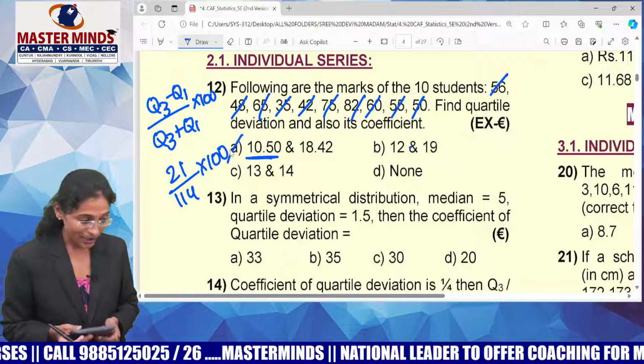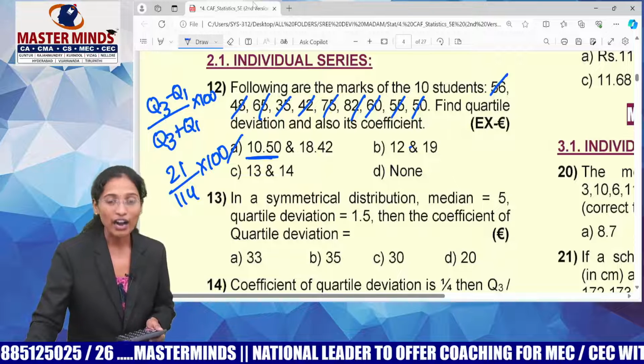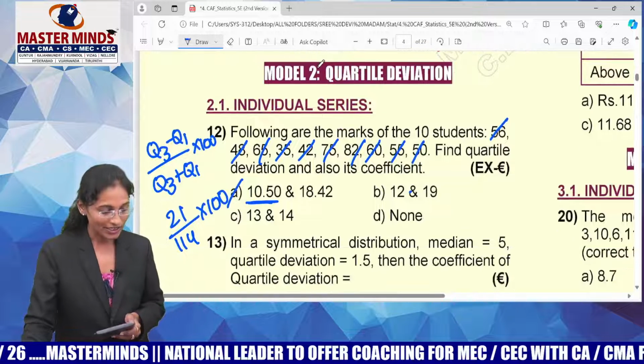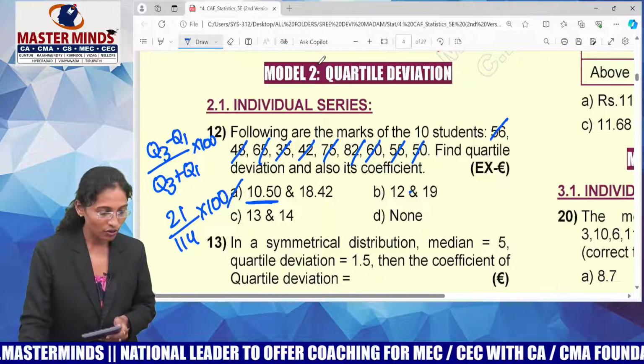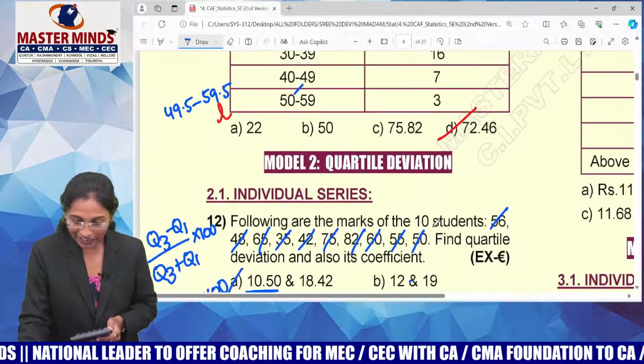So guys, you must understand one thing. It's not that easy to calculate, but you have to do it in a systematic way. Then only the question will become an easier one. Now let's talk about the next MCQ, guys. The next MCQ that I have taken here is MCQ number 18, guys.